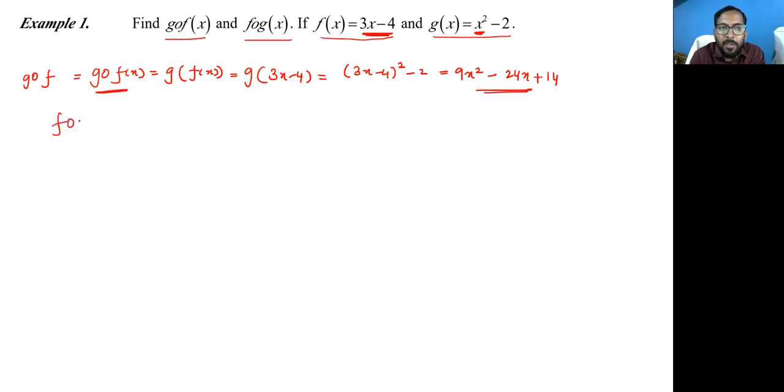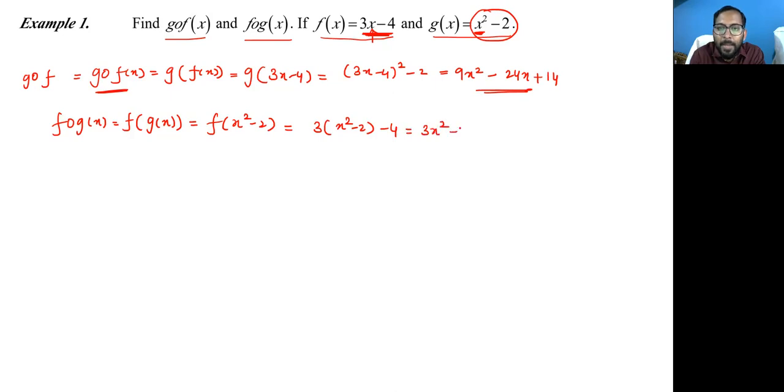Now, what is f of g of x? This is f of g of x, which equals, we need to replace x in the function f of x with the complete g of x. So we get f of x square minus 2 equals 3 into (x square minus 2) minus 4. After simplifying, we get 3x square minus 10. This is the value for f of g of x.